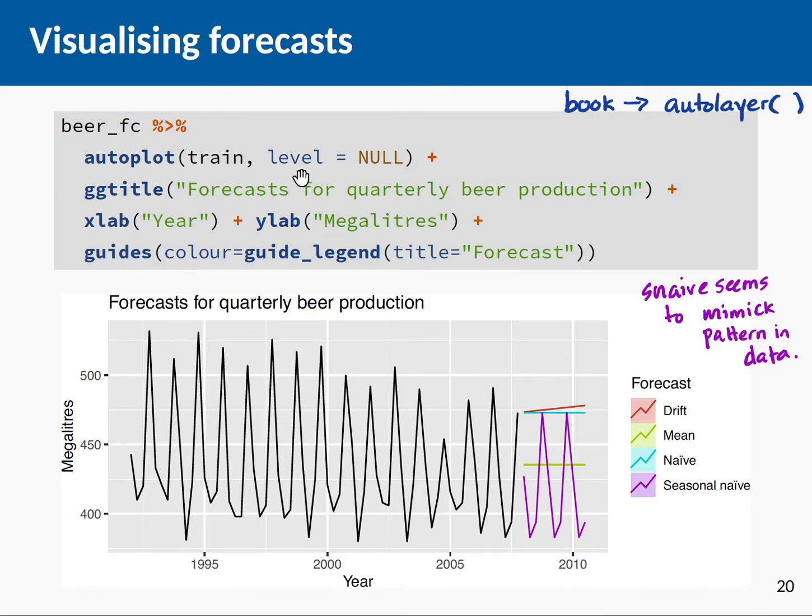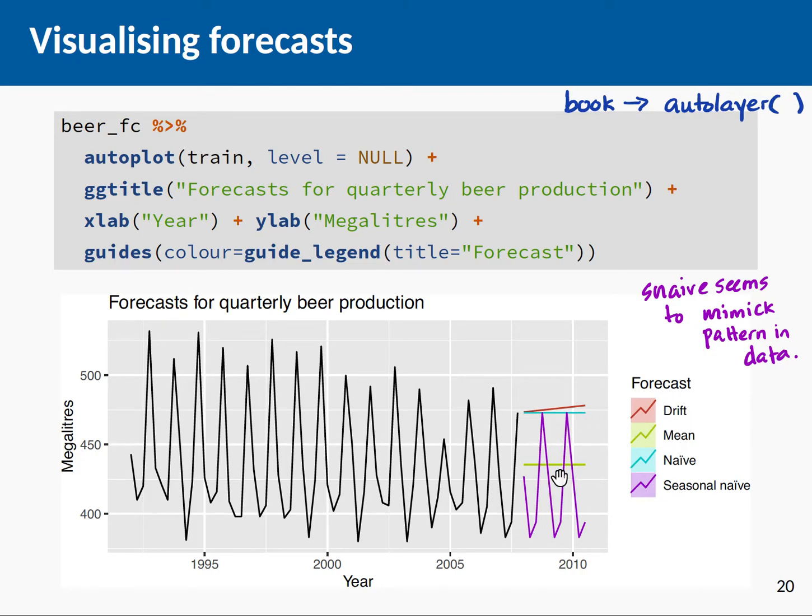If you just say autoplot train, it's also going to give you these prediction intervals, the 80 and 95% prediction intervals. So if you don't want those, you can get rid of them by saying level equals NULL. It gives you a cleaner graph if you have too many models that you're trying to plot together and compare. And you can give your graph a title, which is just saying forecast for quarterly beer production. You can label your X and Y axes here, and then you can produce a beautiful legend by using guides here. And the guides are going to automatically assign different colors for your forecast. So you can see the 4 different models here that are represented.